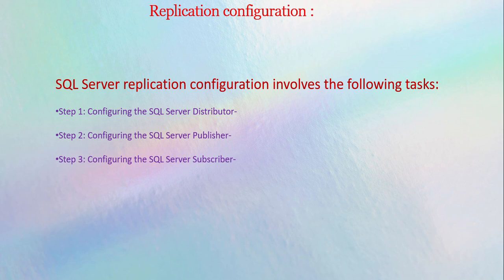So next, to configure the replication, these are the main three steps we need to do. This is the step-by-step process to configure the complete replication setup. First, we have to configure the distributor. In our terminology, do you understand what the distributor is?